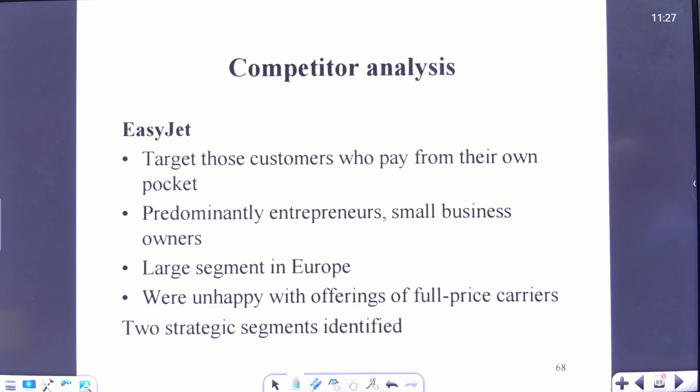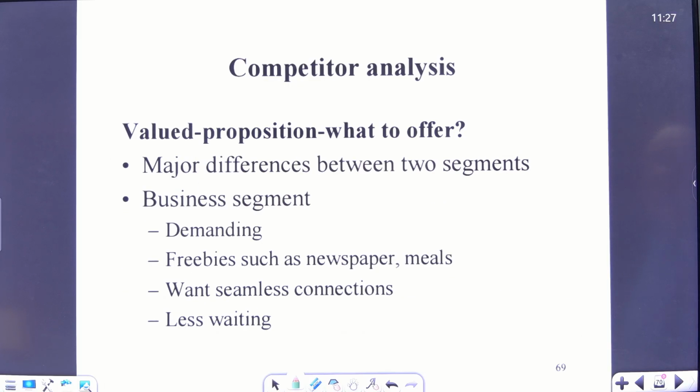EasyJet targets those customers who pay from their own pockets, predominantly entrepreneurs and small businesses, a large segment. They were unhappy with the offering of full price carriers. A strategy segment was identified. Value proposition: what to offer? The major difference between the two segments.